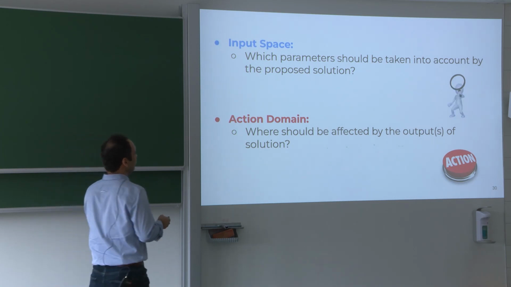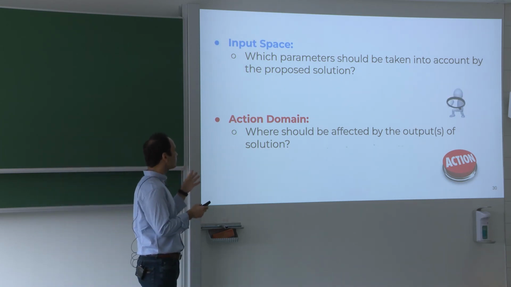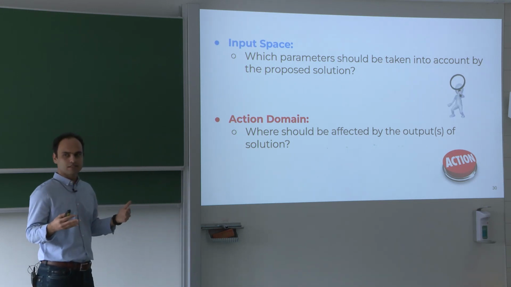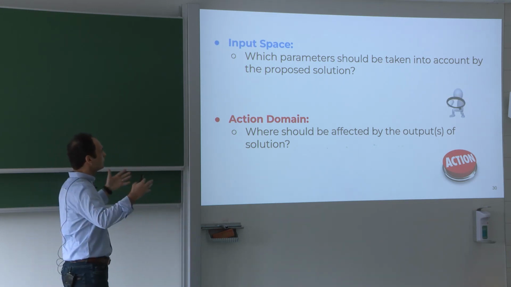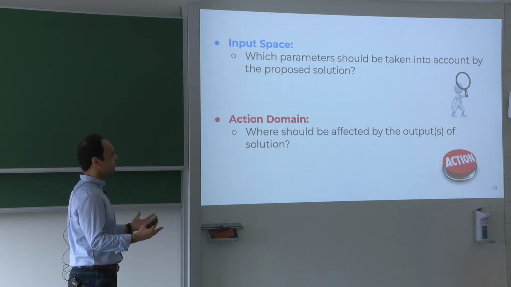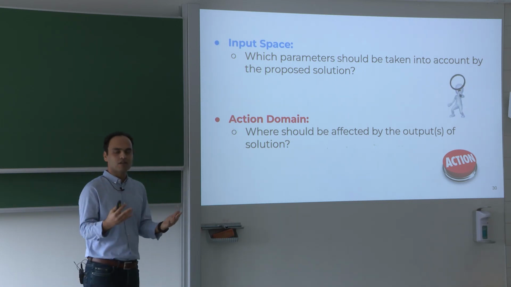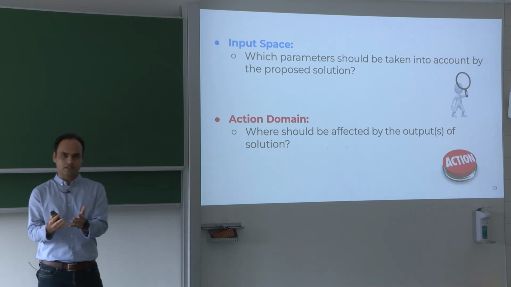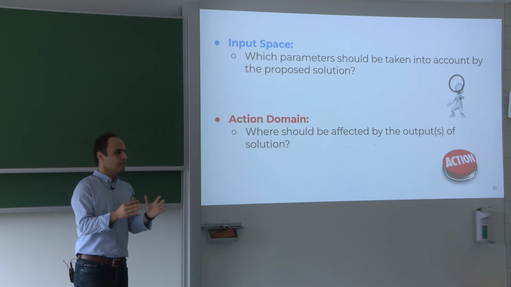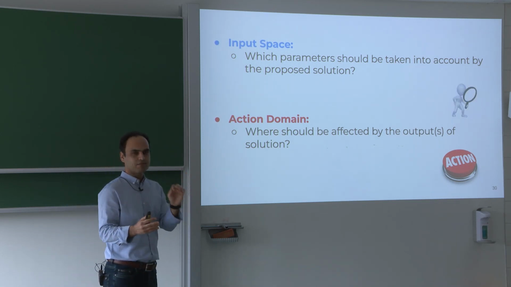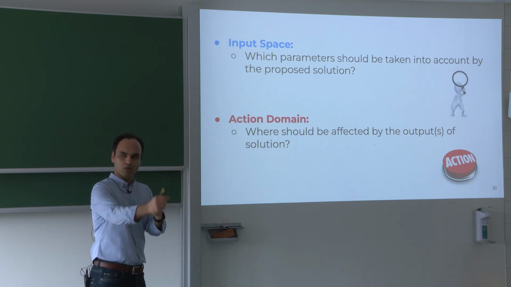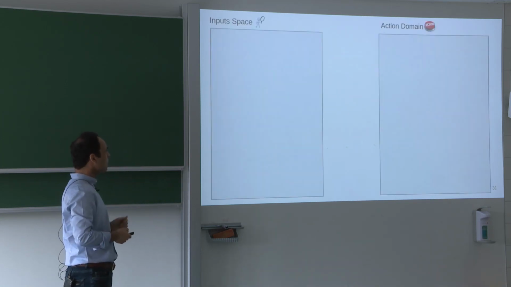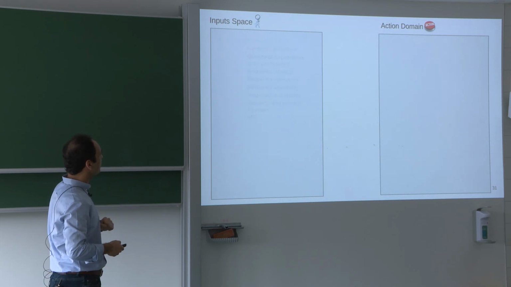For these solutions, we have something to present here. For example, we have input space that gathers all parameters that we can consider for our solution. And also we have action domain. Action domain is all parts that we can apply anything on, that component or that part of the video streaming path. For that, I summarize all parameters here.